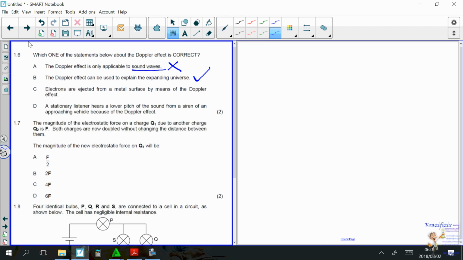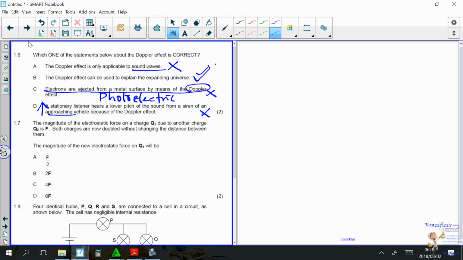Electrons are ejected. No. Electrons are not ejected in the Doppler effect. This is wrong. Electrons are ejected when we talk about photoelectric effect. All right, photoelectric effect, so this is wrong. Stationary listener hears a lower pitch of the sound from the siren of an approaching ambulance. If it's moving towards, it's supposed to go higher. This is wrong. So the correct option is what?